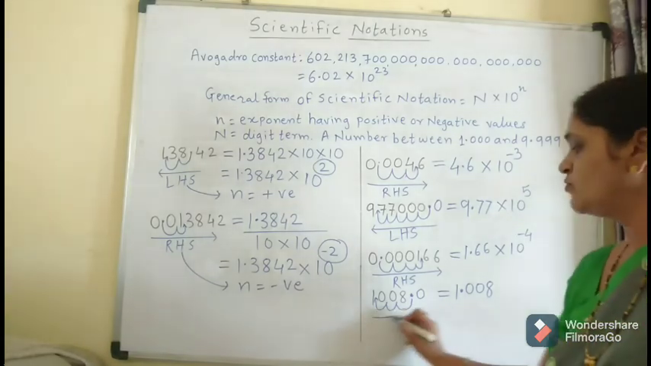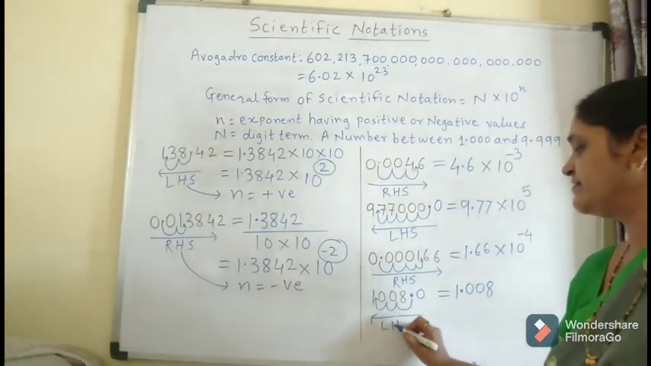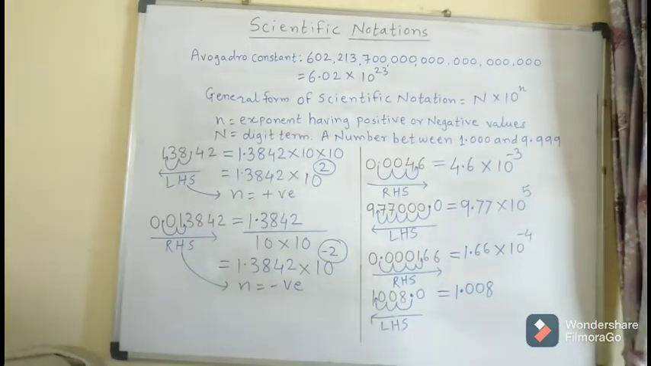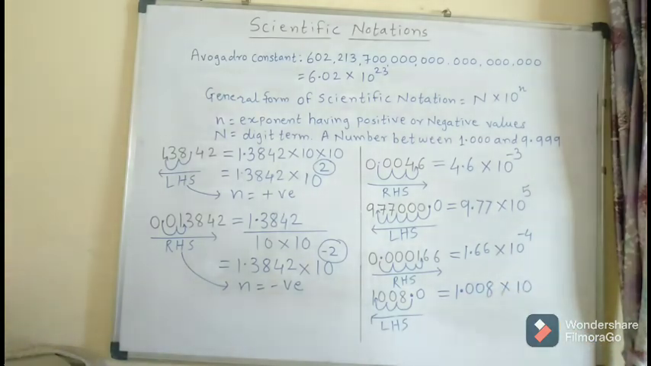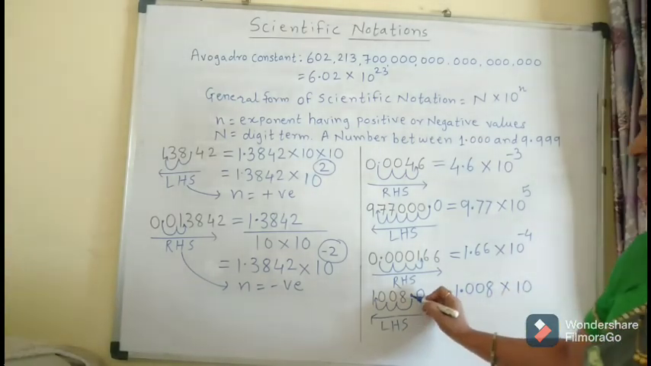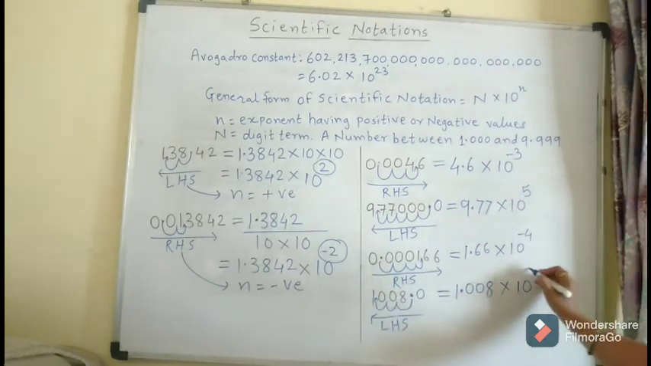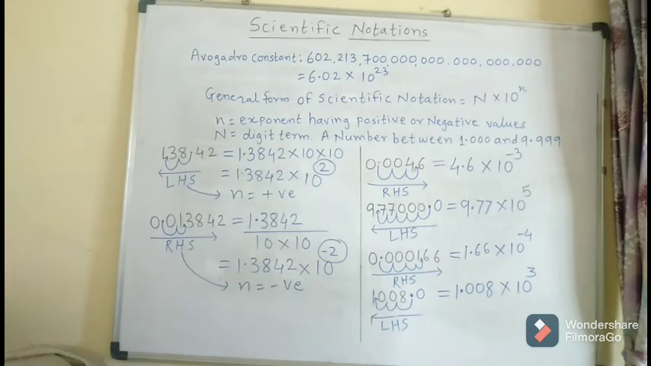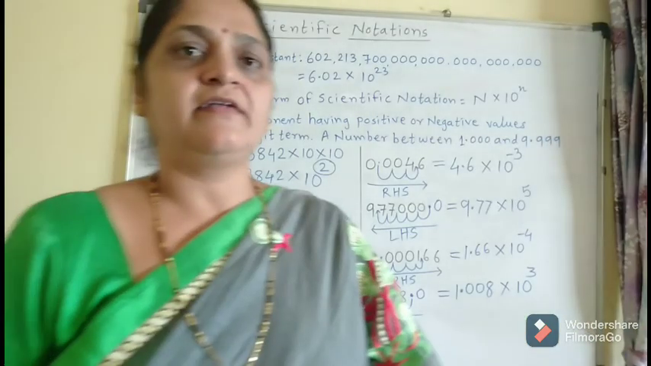As I have moved towards the left hand side, the decimal point is shifted towards the left hand side, I will write the exponent positive, right? The exponent, that is the value of small n, will be positive. How many digits is it shifted? 1, 2 and 3 digits. So it will be 1.008 into 10 raised to 3. I hope, students, you are clear how to write the scientific notation.